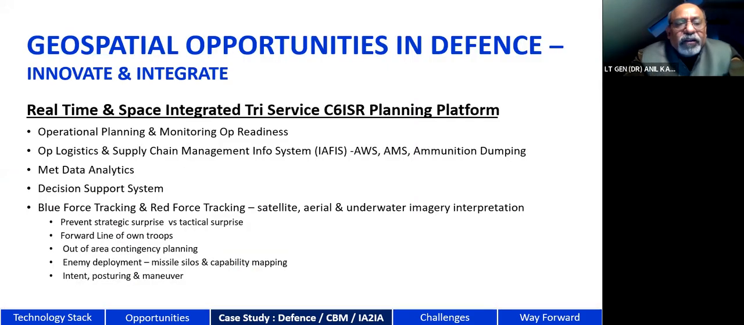Now, I call it the innovate and integrate way of geospatial opportunity. And why I say innovate and integrate is because it's a very, very dynamic situation. Now, the whole program, if I were to put it together, I would call it a real-time and space integrated tri-service C6 ISR planning platform. This is the overarching requirement. And when we say C6 ISR, I would qualify C6 stands for command, control.